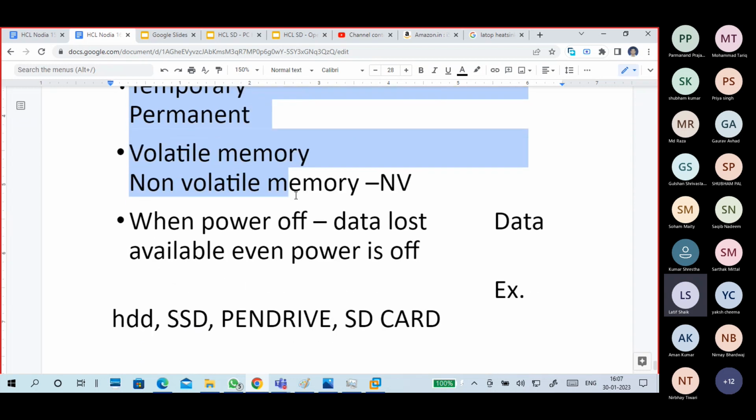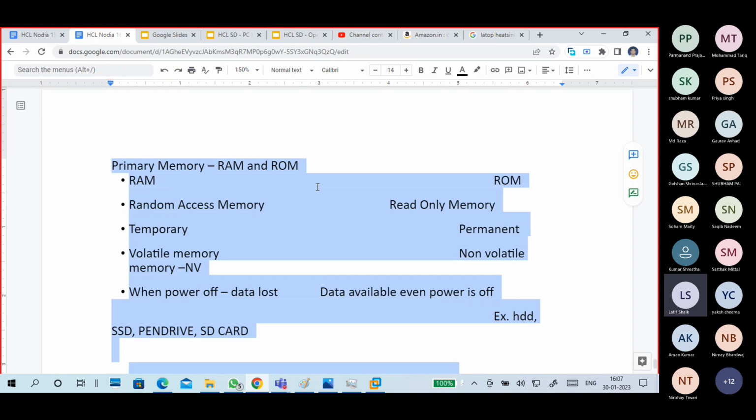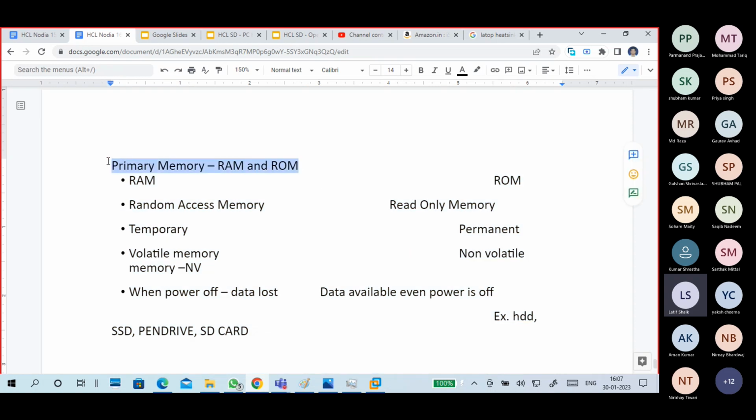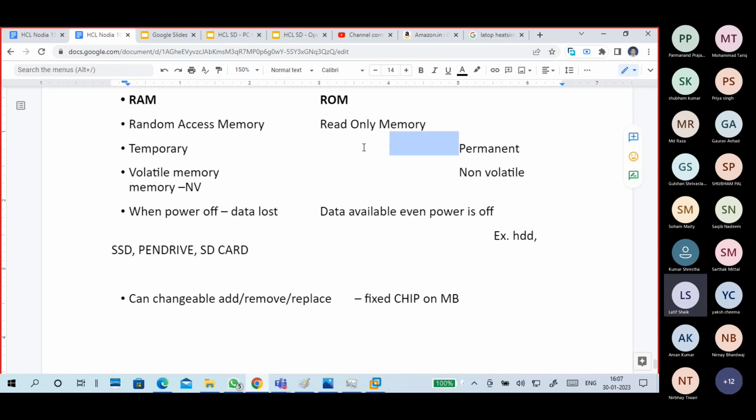Guys, there are two primary memories: RAM and ROM. Hard disks, pen drives, SSDs, CDs and DVDs are all secondary storage devices. The primary storage devices are RAM and ROM. What is the difference between RAM and ROM? RAM is random access memory. ROM is read-only memory. RAM stores data temporarily. ROM contains data permanently, meaning you cannot change or delete it.